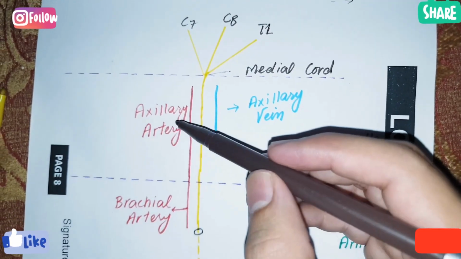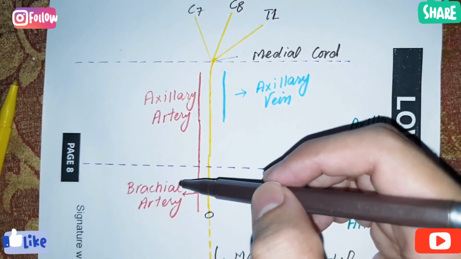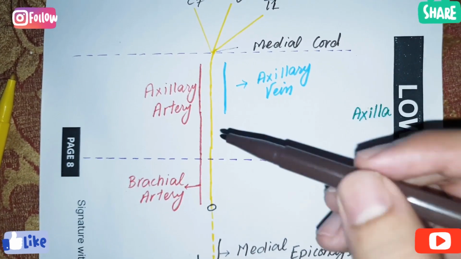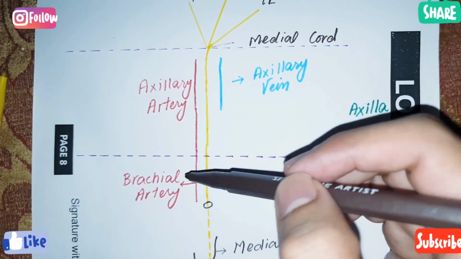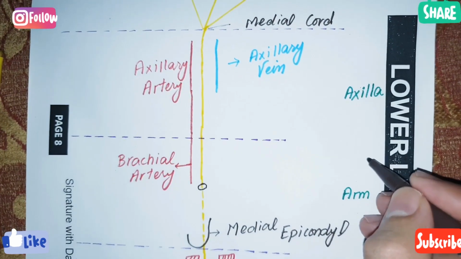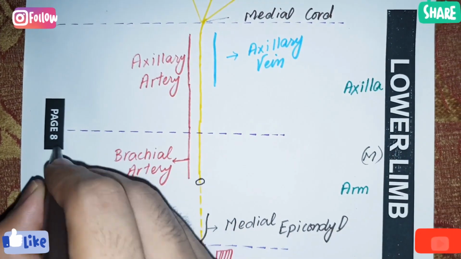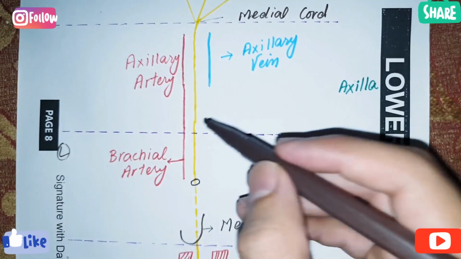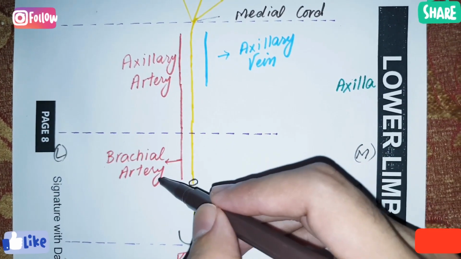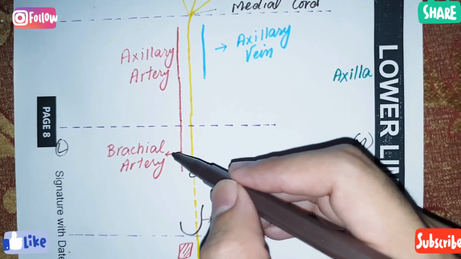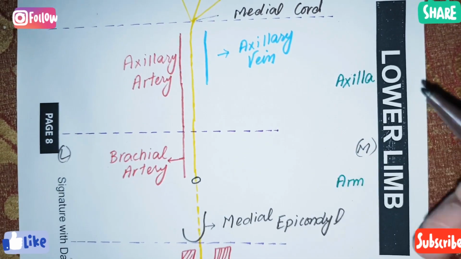In the arm, the axillary artery continues as the brachial artery, as we know. So in the arm, the nerve lies medial to the brachial artery; suppose this is the medial side and this is the lateral side. The nerve lies on the medial aspect of the brachial artery in its proximal part, but not its distal part.